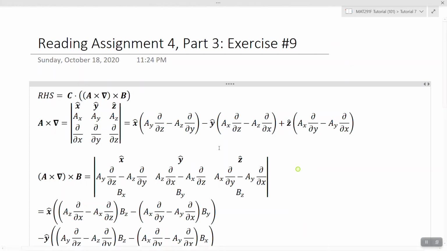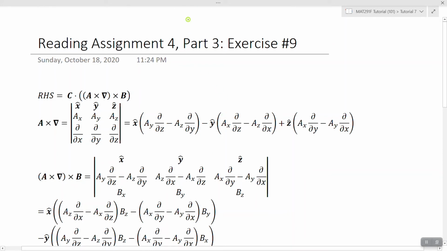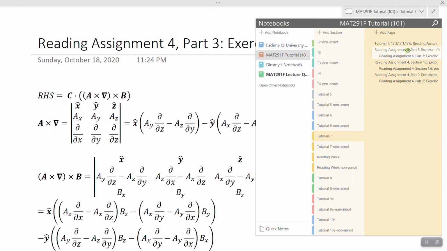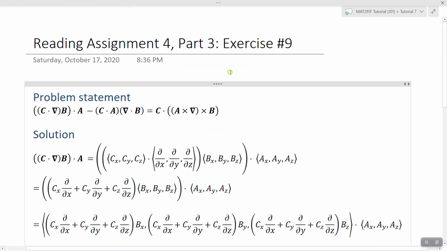Let's do exercise 9 in reading assignment 4 part 3. The question asks you to prove a vector identity. Shown right here, it has 3 different terms, 2 on the left-hand side and 1 on the right-hand side. The way I proved it is by expanding everything out into its components. Let me explain a little bit what each of those terms has in it.